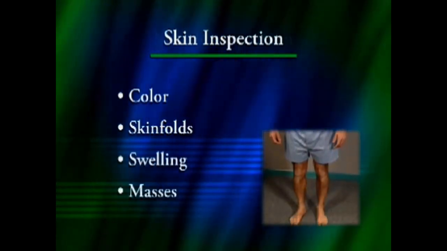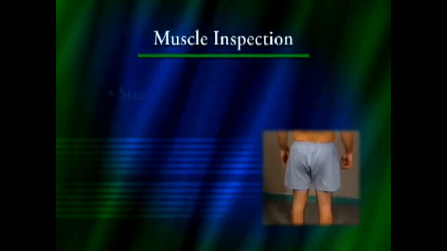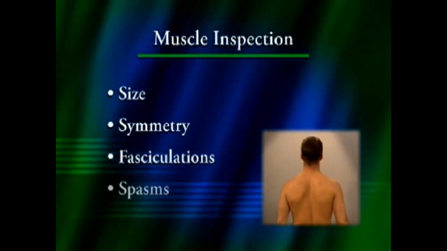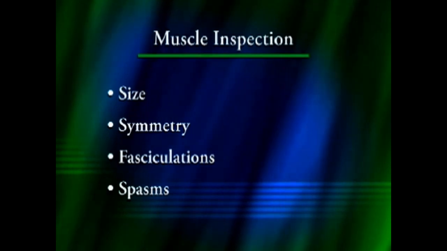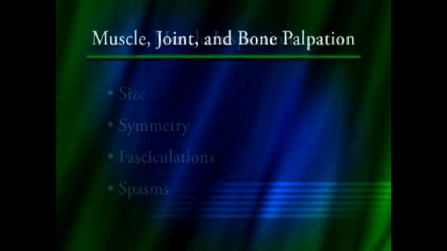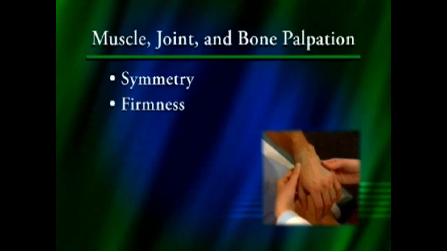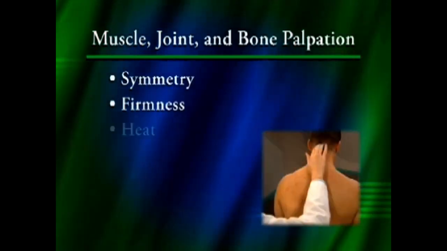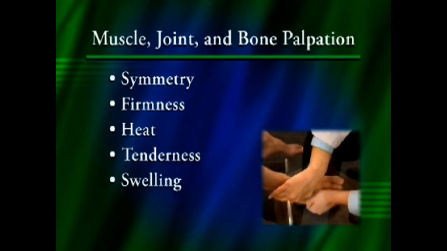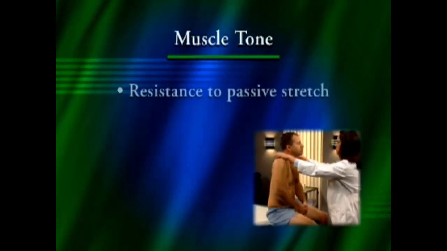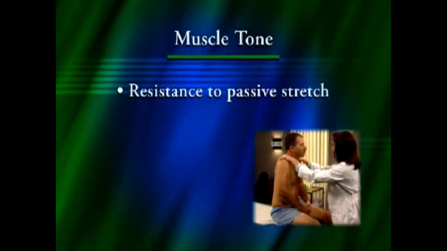or masses. Also inspect the muscles for size and symmetry, and to detect fasciculations, spasms, and other abnormalities. Plan to palpate the muscles, joints, and bones, which should be symmetric, firm, and free of problems such as heat, tenderness, swelling, or crepitus. Assess muscle tone by feeling the resistance to passive stretch.